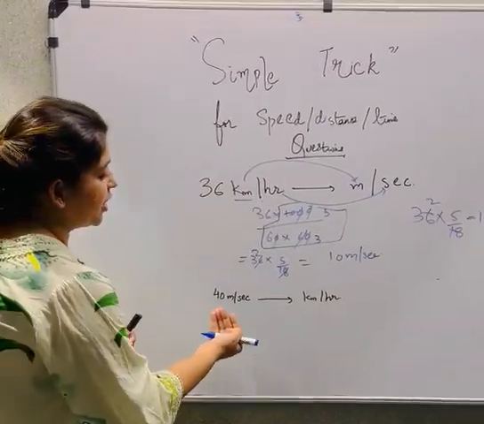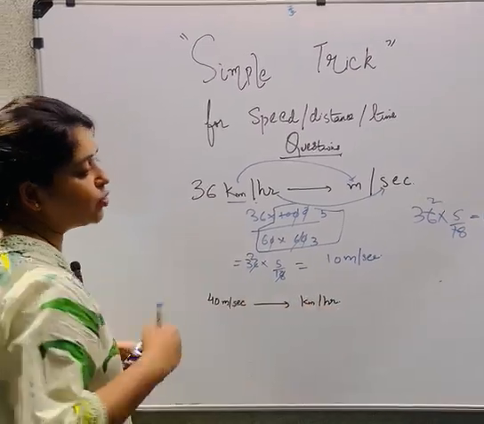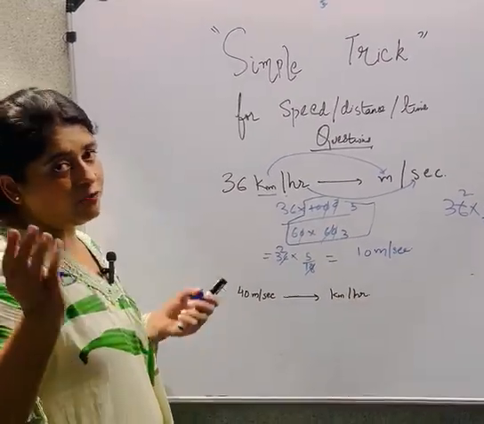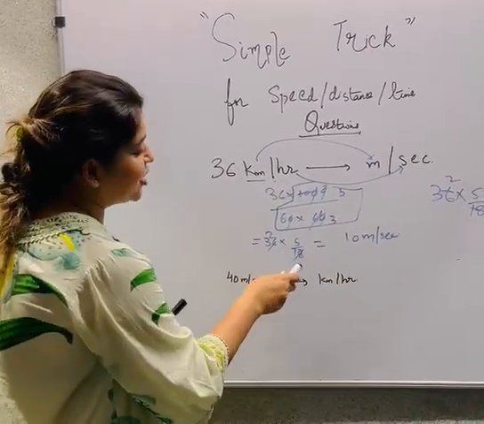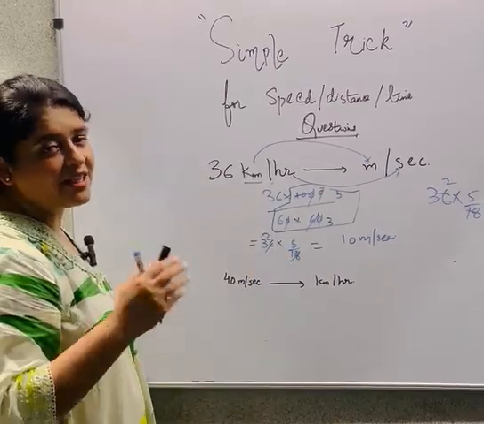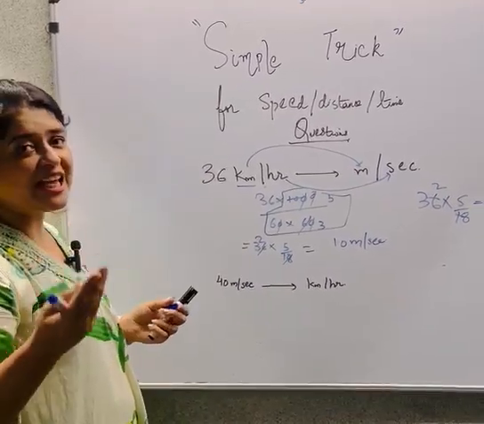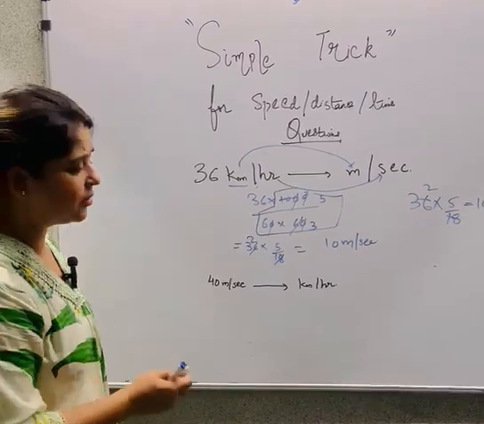Suppose I have to convert 40 meter per second to kilometer per hour. Now, of course, you can guess. In the other way around, we will use 18 by 5, instead of 5 by 18. But let's prove it together.